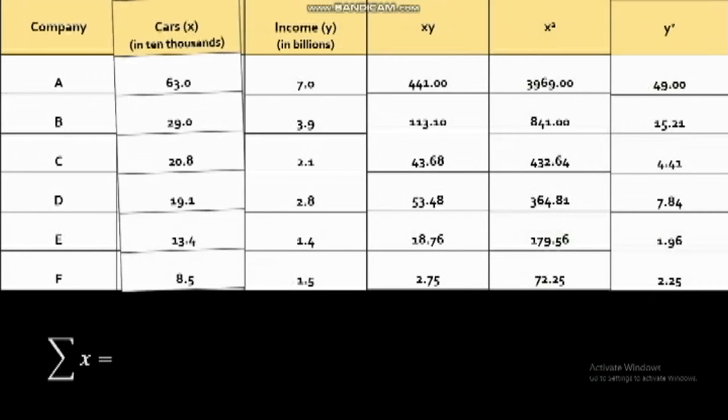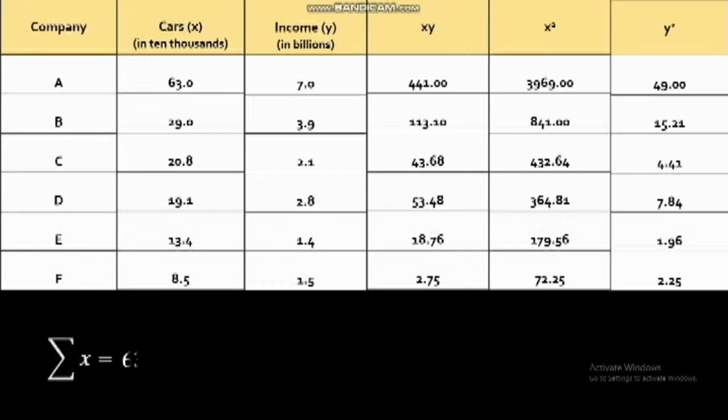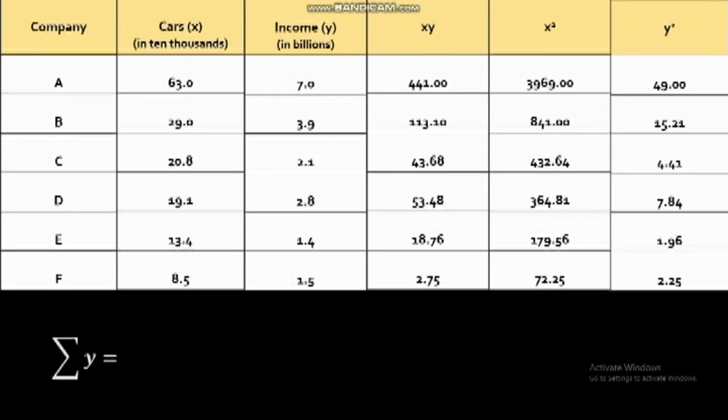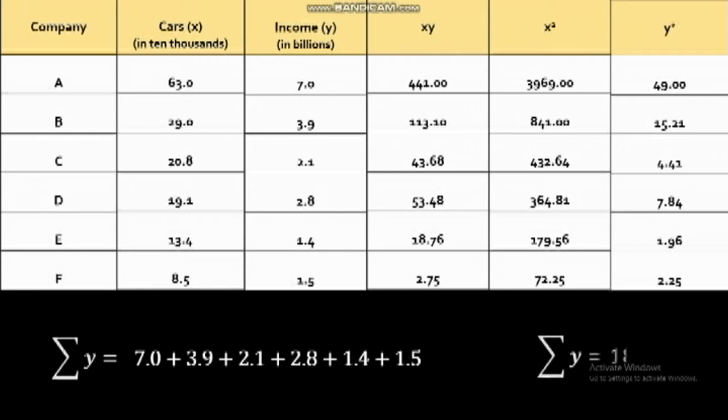First, we have to compute for the summation of x. Summation of x is equal to 63.0 plus 29.0 plus 20.8 plus 19.1 plus 13.4 plus 8.5. Summation of x is equal to 153.8. Then the summation of y, 7.0 plus 3.9 plus 2.1 plus 2.8 plus 1.4 plus 1.5. Summation of y is equal to 18.7.